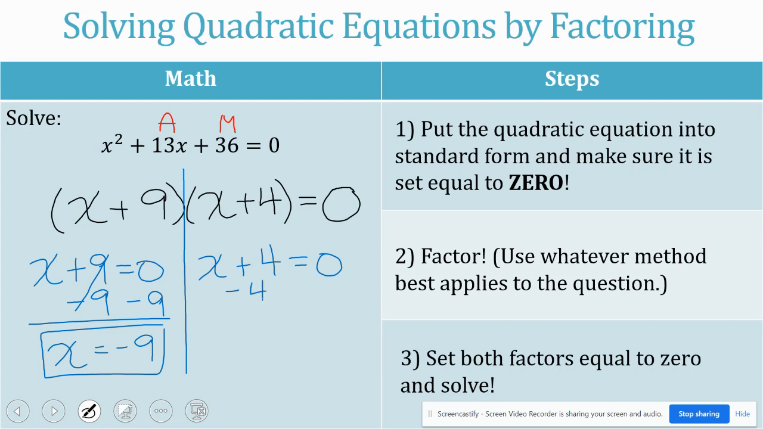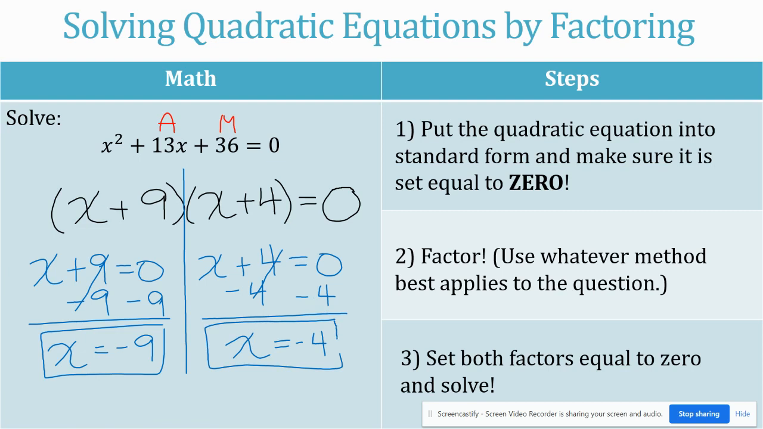And I'm going to subtract 4 on this side. Remember, inverse operations. So we're going to get x equals negative 4. So these are both numbers that if we were to plug this into our trinomial and evaluate it and simplify it, it would give us 0. That's what we're looking for.